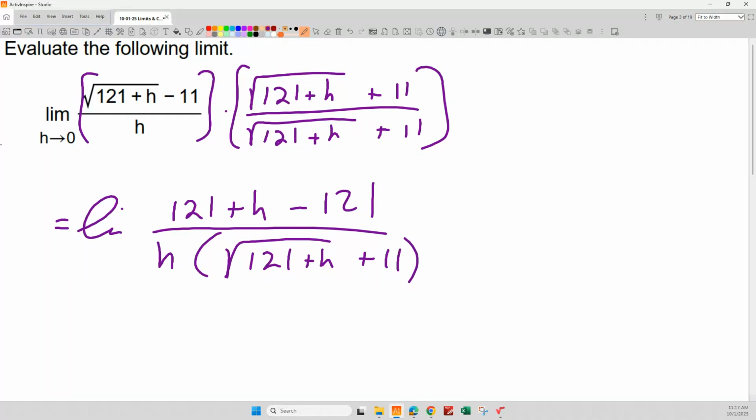What happens on the top? Yeah, okay, the 121s cancel horizontally. Those guys cancel horizontally. And then I can cancel the h's. Those are gone, so I can cancel the h's vertically, leaving a 1 on the top. And then I just evaluate directly, right?